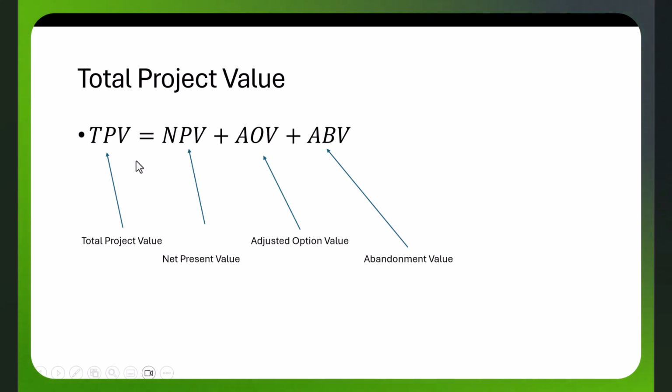So traditionally, the total project value has simply been the net present value of the project. But in a lot of ways, this is too conservative because there are other things involved here. There's an adjusted option value, okay, that option to do certain things. There's also value to abandoning, right? If you buy a piece of property, even if you don't want to think about corporations, you buy a piece of property, you're planning to build a house on it. For whatever reason, you decide not to build the house.